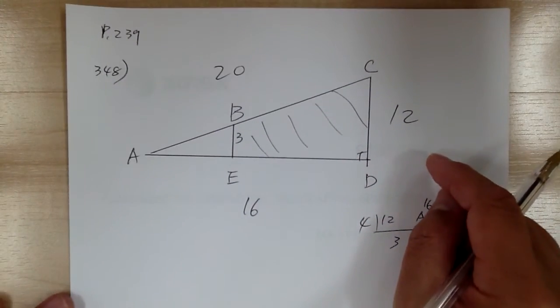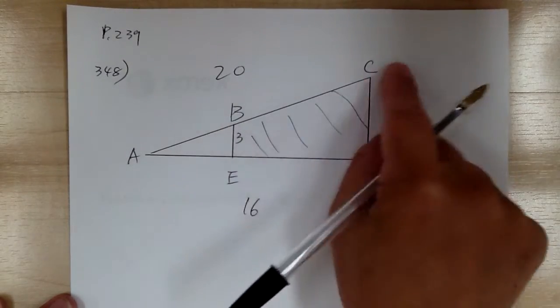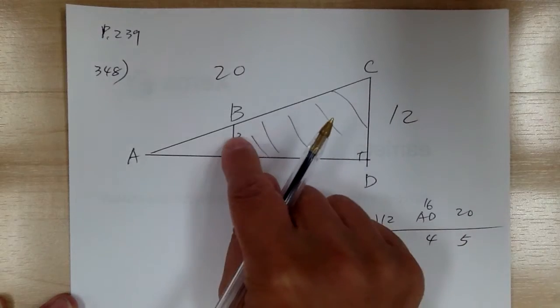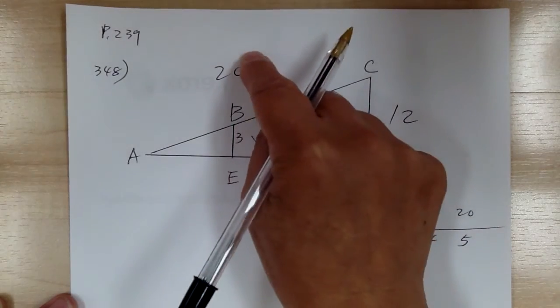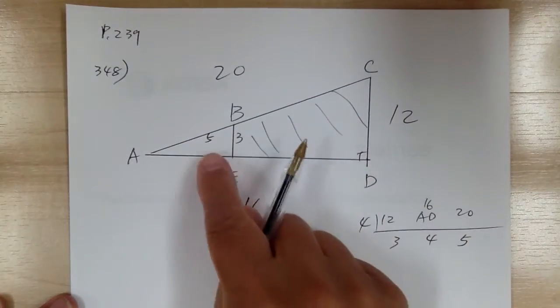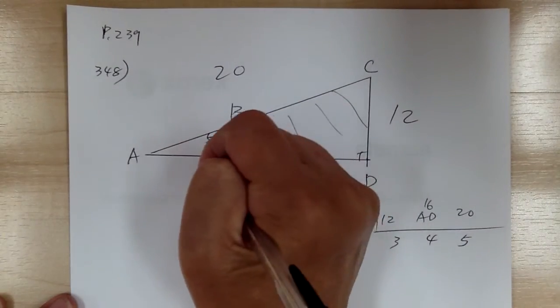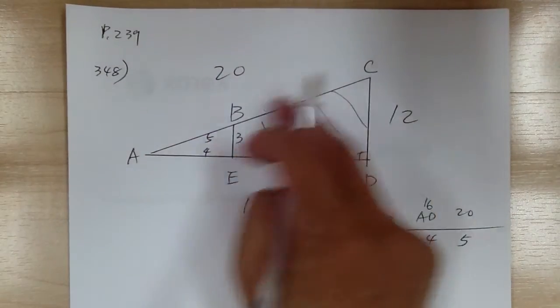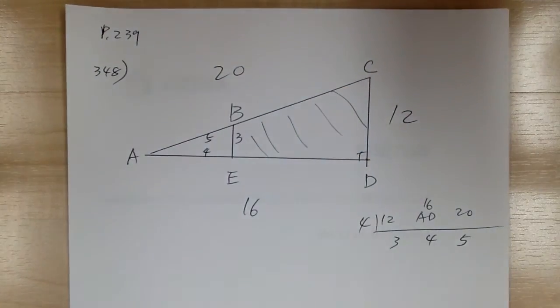Okay. Now, the next thing you have to realize is that the small triangle and the big triangle, the scale factor is 1 to 4. This is 4 times that. Okay, so this would be 4 times that, so this would be a 5. And this would be 4 times that, so this would be 4. So again, here's your 3, 4, 5. And here's your 12, 16, 20. So this is 4 times that.